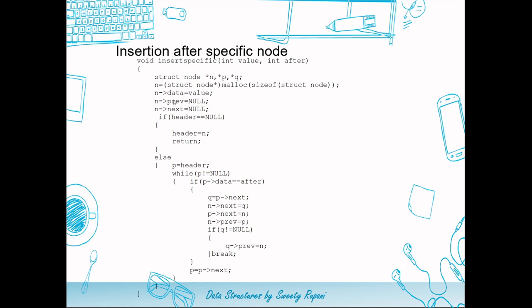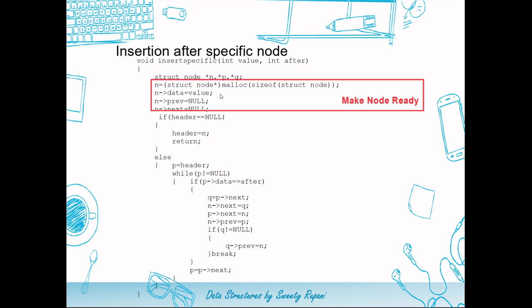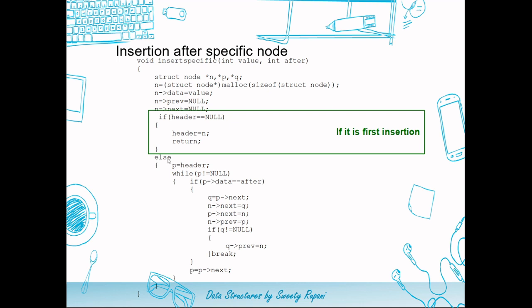This is a C procedure for inserting a specific node, inserting after a specific node, allocating a memory as usual, checking for a first insertion. So this part remains same. This part shows the code which is shown with an example. Unless and until P is not null, we keep on checking if the data part of P matches our required node or not. If it matches, we will go for inserting a value. If not, we are just going to increment P pointer to point to a next node.